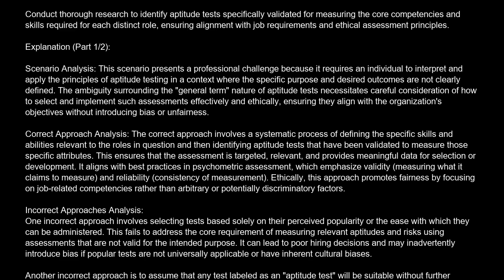Incorrect approaches analysis. One incorrect approach involves selecting tests based solely on their perceived popularity or the ease with which they can be administered. This fails to address the core requirement of measuring relevant aptitudes and risks using assessments that are not valid for the intended purpose. It can lead to poor hiring decisions and may inadvertently introduce bias if popular tests are not universally applicable or have inherent cultural biases.